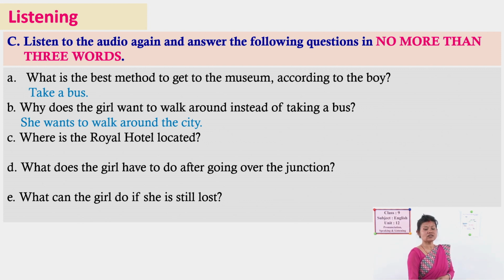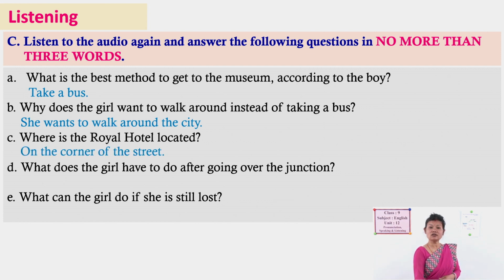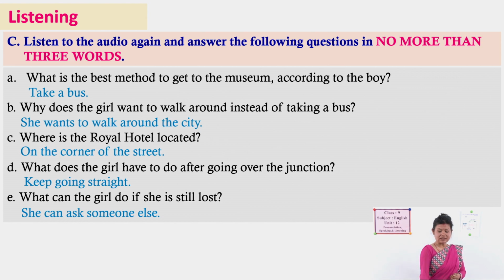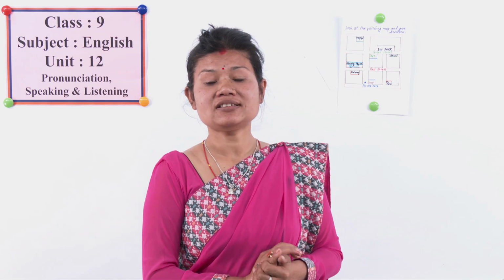And the third, where is the Royal Hotel located? On the corner of the street. Similarly, what does the girl have to do after going over the junction? Yes, keep going straight. And the last one, what can the girl do if she is still lost? She can ask someone else. Here also you can just write ask someone else. That is also correct. Okay, dear students, we finished listening tasks.